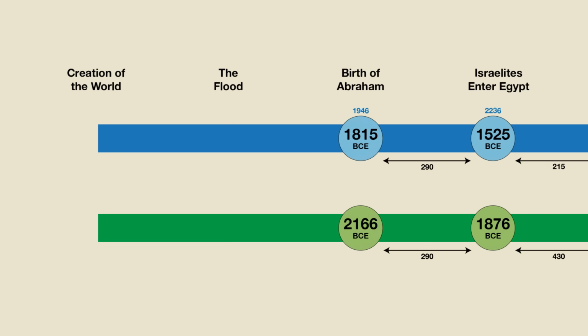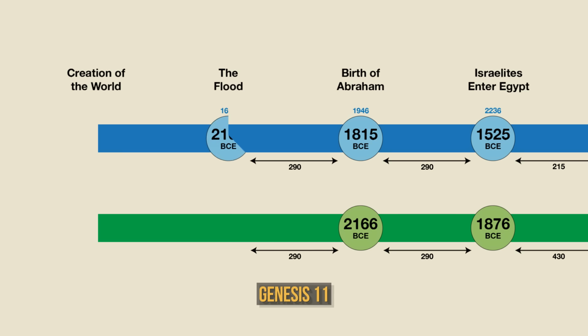If we add up the generations from Noah to Abraham, using the birth years given in Genesis 11, we get yet another 290 years, resulting in a Jewish flood date of 2105 BCE and a Christian literalist flood date of 2456 BCE.